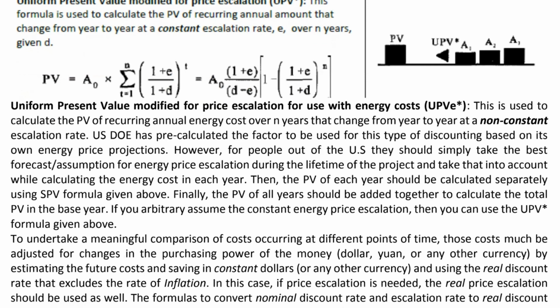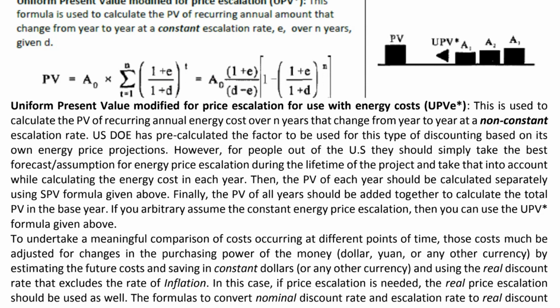So this formula is used to calculate the present value of the recurring annual amount that changes from year to year at a constant escalation rate. For example, you can say that the escalation rate is 10%. So if a person is spending 1 lakh initially, then after 1 year it has to be 90,000 only. So this is based on this. If the discount rate is given, the escalation rate is given, and the initial A naught amount is given, then the present value of such flows can be calculated.